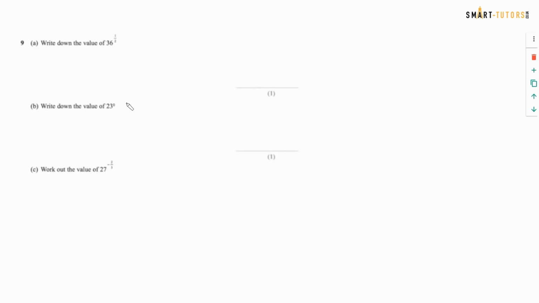Question number 9. It's all about the index and laws of indices. So the first part, 36 to the power half, which is the same as square root of 36. We know that answer is 6. Second part, 23 to the power 0. Any number or letter to the power 0 is equivalent to 1. So the answer is 1.